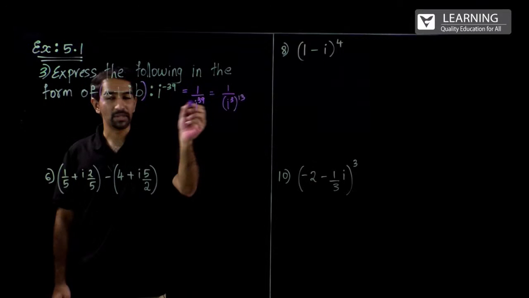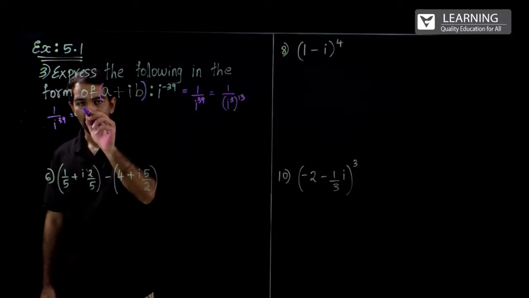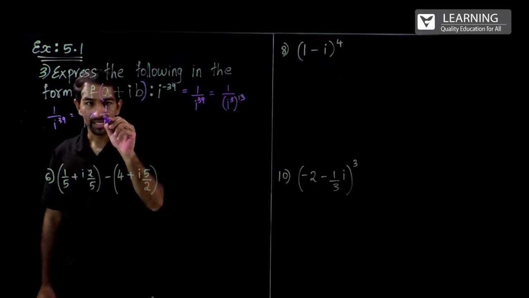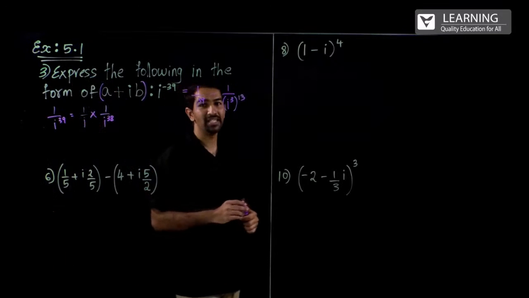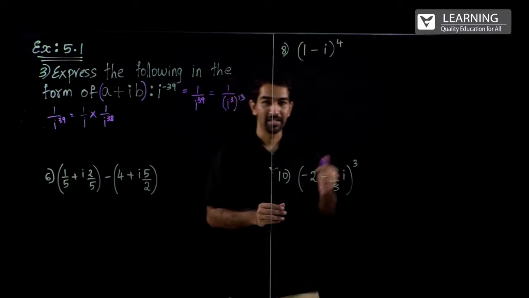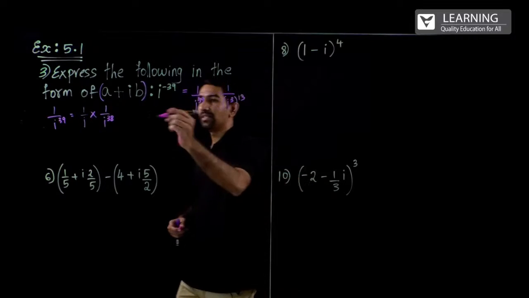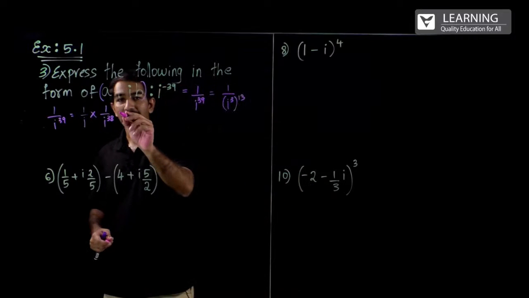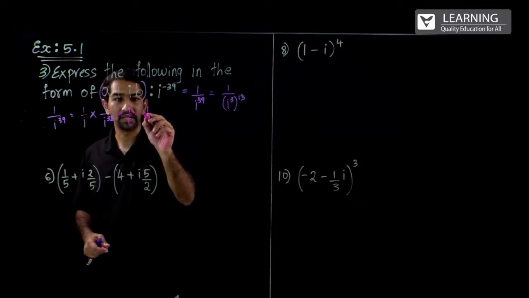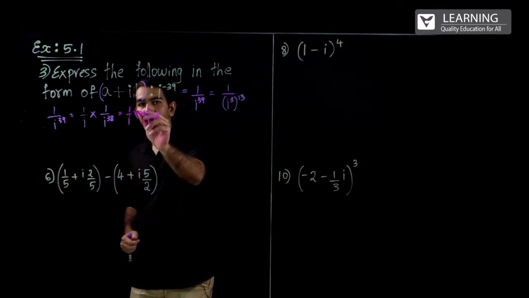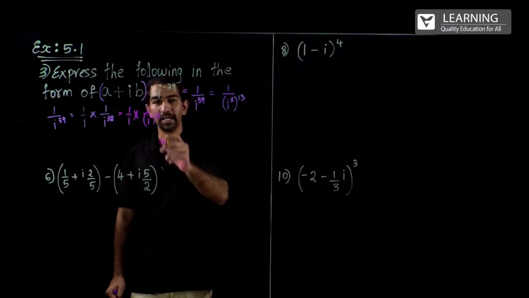So 1 by i to the power of 39 can also be written as 1 by i into 1 by i to the power of 38. 38 means what? 19 twos are 38, correct? So this can again be written as 1 by i as it is, into 1 by i square whole to the power of 19, since 19 twos are 38. So what is i square?